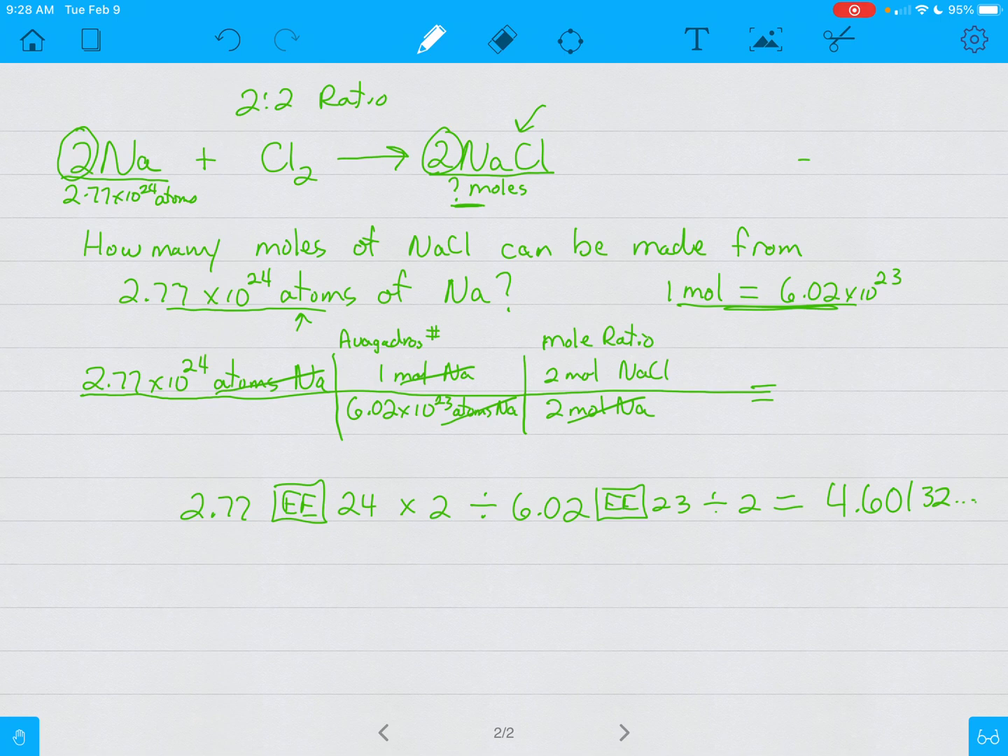How many sig figs do I have to begin with? To figure out sig figs, you go back to the original answer, and it has 1, 2, 3 sig figs. So my answer can have 1, 2, 3 sig figs. So my final answer is going to be 4.60 moles of NaCl. And that would be my answer.